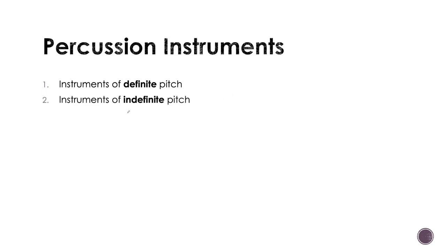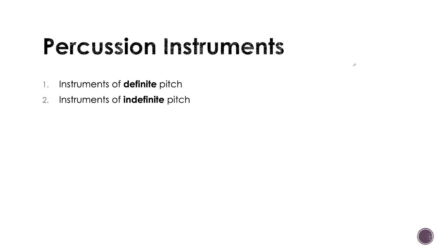We divide percussion instruments mainly into two categories. This division is very important. First, instruments of definite pitch, and instruments of indefinite pitch. That means in some instruments we hear the exact pitches, like marimba or timpani or xylophone. And we write these instruments on the five-line staff with a clef. Sometimes on grand staff, on multiple staves, for example, marimba. We write marimba mostly on two staves, like piano. Always on five-line staff with a clef.